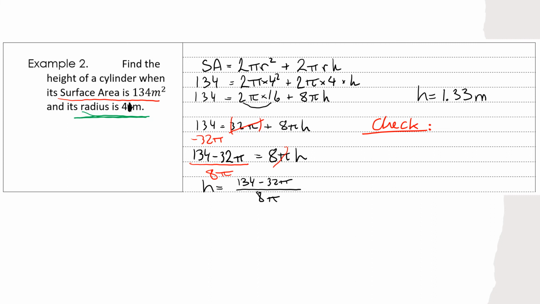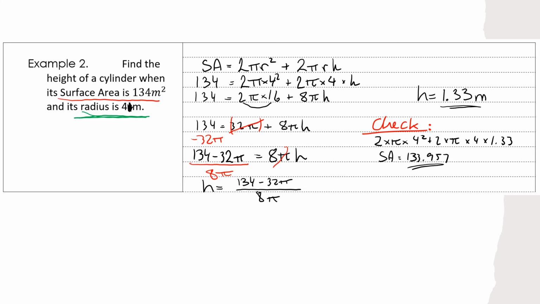So we have 2 times pi times the radius, which is 4 squared, plus 2 times pi times 4 times 1.33. Let's see if we get 134. Well, I get the surface area equals 133.957, which is close to 134, but as you can see, because we've rounded our answer, this is not exact, but that's approximately correct.